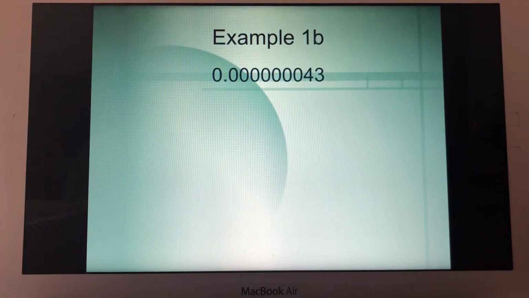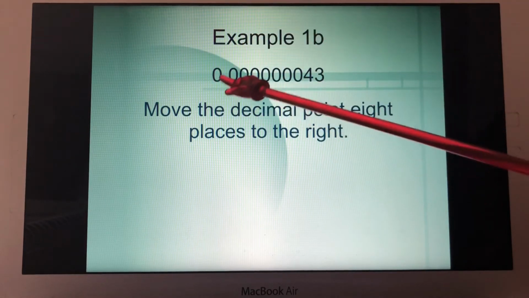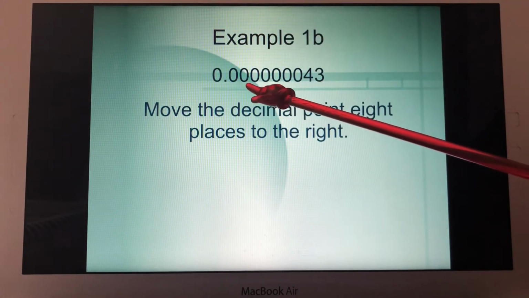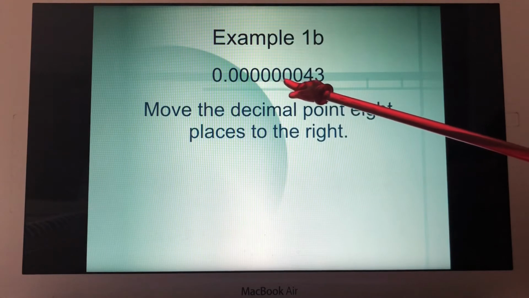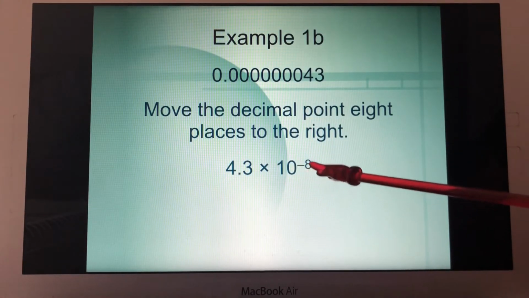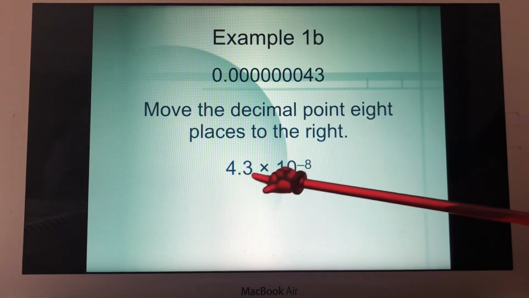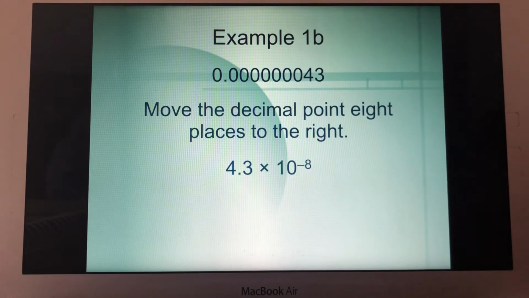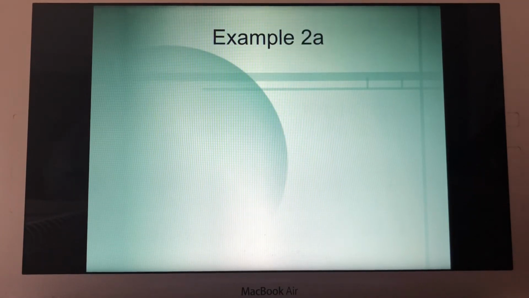Now, let's suppose I want to take this number and convert this into scientific notation. We're going to move the decimal from here over 1, 2, 3, 4, 5, 6, 7, 8 places to the right. So remember, if we move to the right, your power over here is going to be negative. So it's 4.3 times 10 to the negative 8th power. You guys remember all of these from before, so let's keep moving along here.